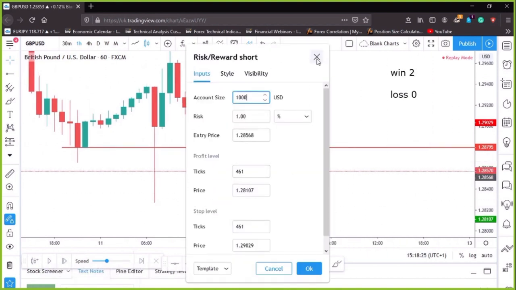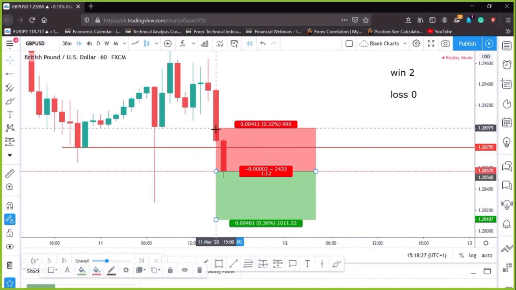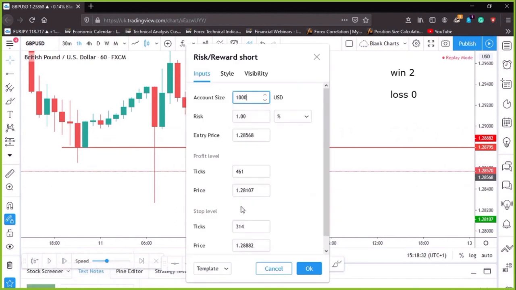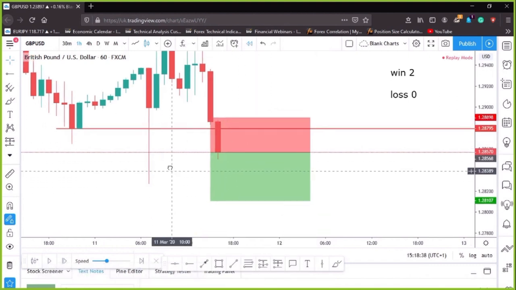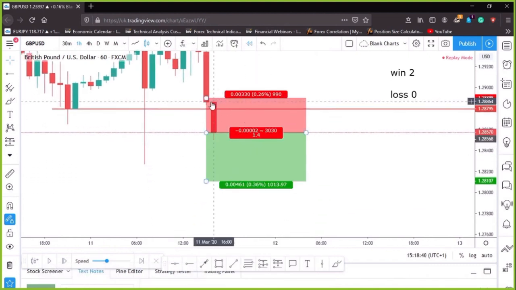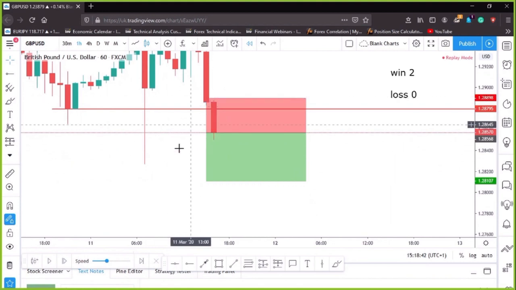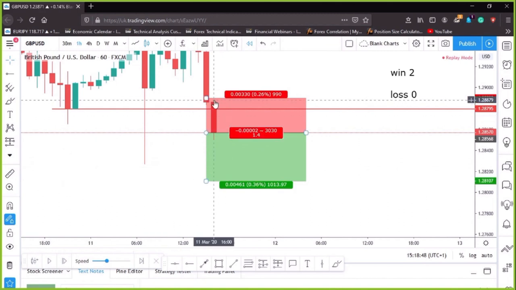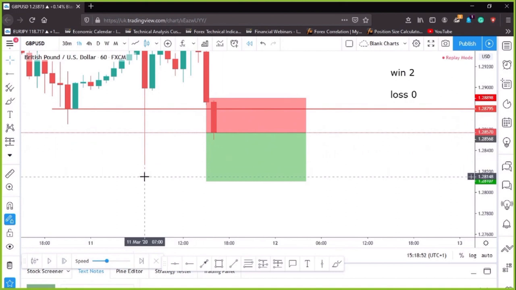Oops, I need to find out what the pip value is. Okay, 31. Let's say 31, let's just go 33. Alright, okay. So we're a couple of pips above the high of that candle. Does everyone understand what I'm doing when I do that? If you just give me a yes or a no, please. So I'm always adding 2 points above from the value of the tip of this candle.